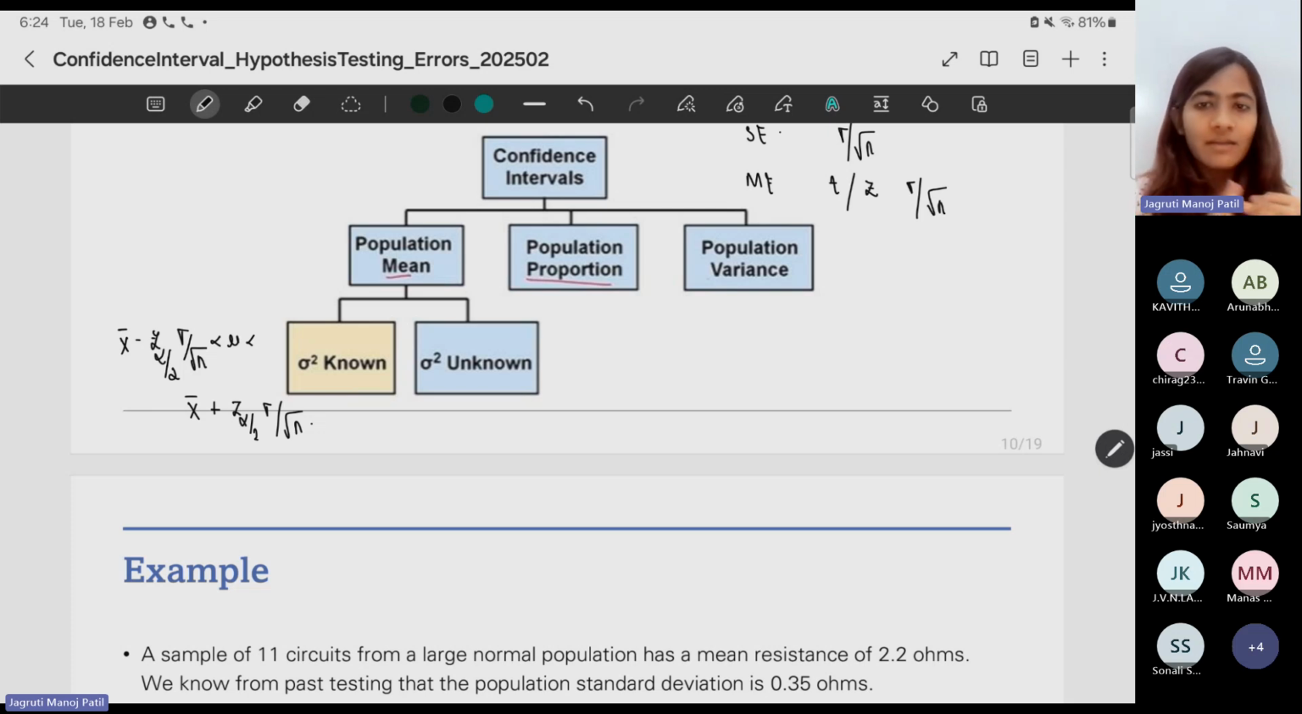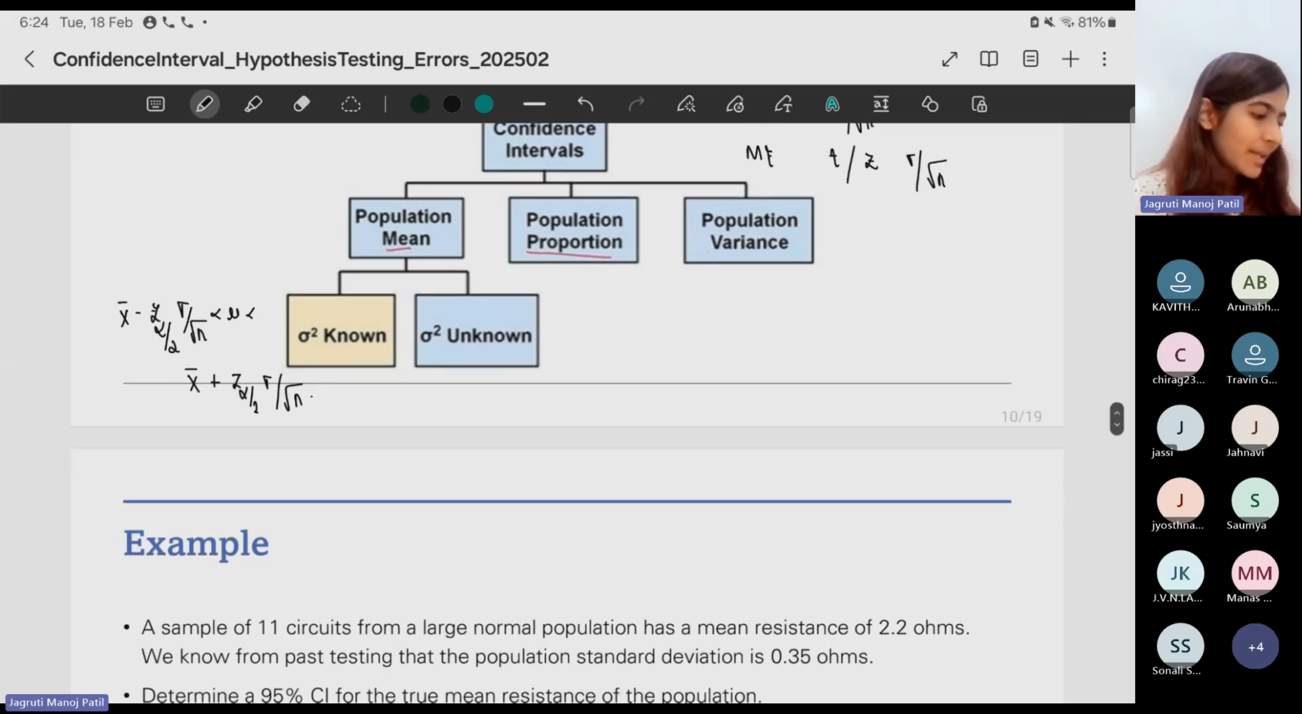You can see it depends on the standard deviation, the sample size, and the confidence level. Those things are covered in more detail in the lecture slides, so I won't go through them. We'll just see some examples.